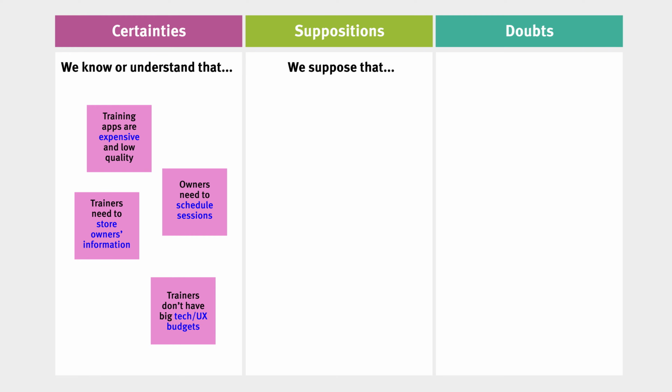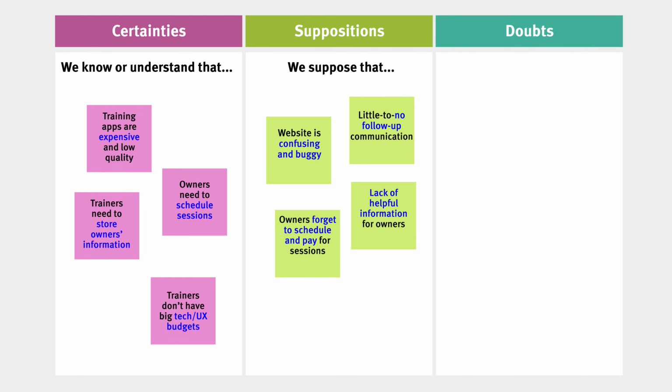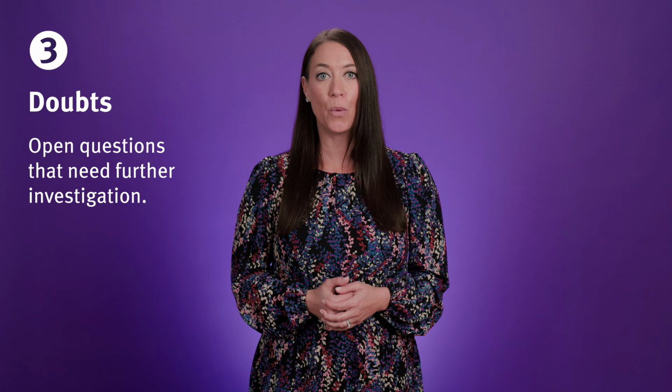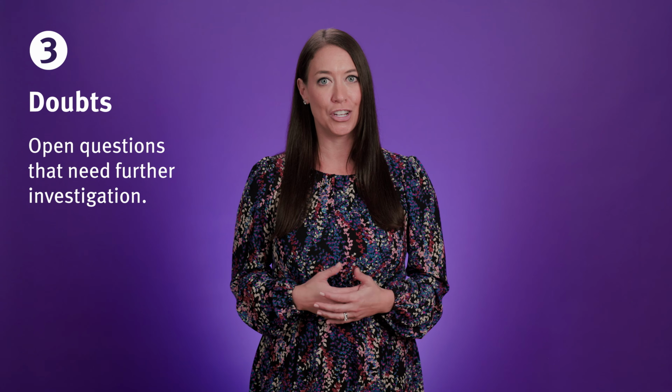Just like with certainties, when listing out suppositions in the CSD matrix, link to the source on which the supposition is based, as well as what research methods and data would either validate the supposition as a certainty or refute it. The third column is for doubts, which are open questions that need further investigation.